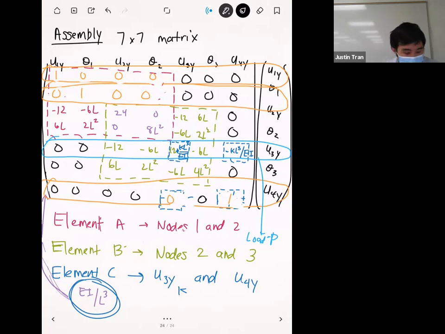All right. So we plug this into MATLAB, and then we get a solution, and we end up with the following. We get U1y is equal to 0, theta 1 is equal to 0, and that's expected because we have our fixed support there. Next, we have U2y, and so U2y is going to be minus 0.02 meters.